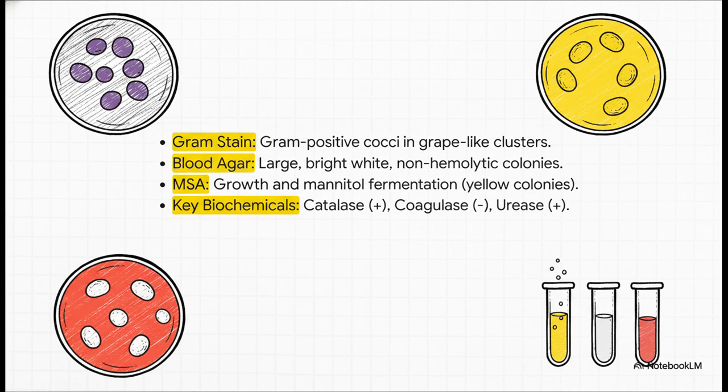Well, the profile is classic Staphylococcus. Under the microscope, you've got your gram-positive cocci in those telltale grape-like clusters. On a blood agar plate, you're looking for these really distinct, large, bright white colonies, and they are always non-hemolytic. It'll grow on mannitol salt agar and ferments the mannitol, turning that plate yellow. And the key biochemicals? Exactly what you'd expect. Catalase positive, coagulase negative, and, this is important, urease positive.